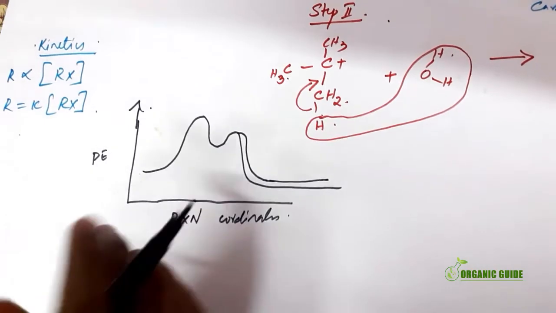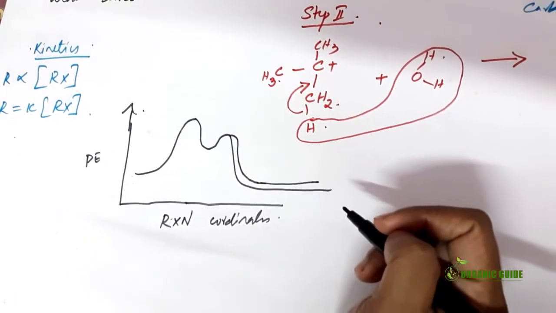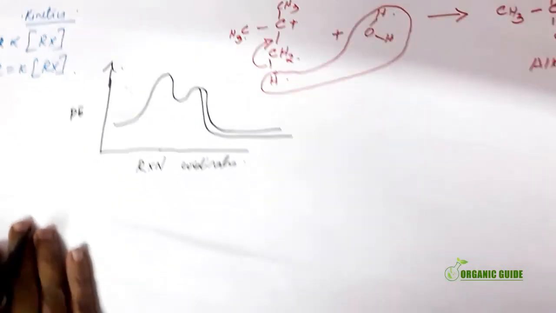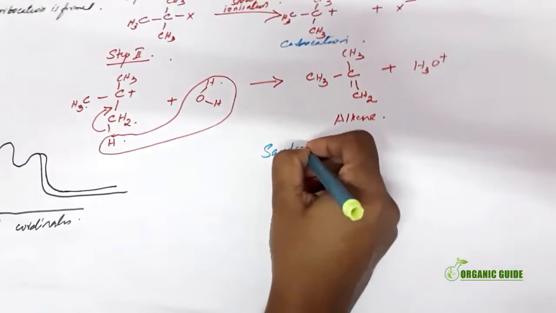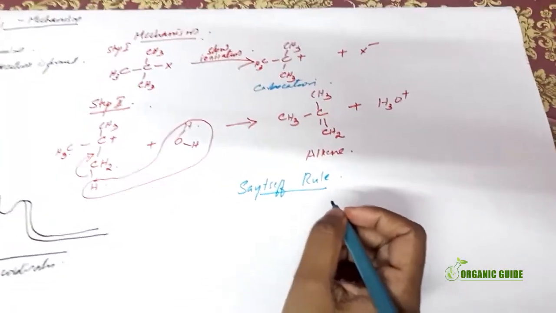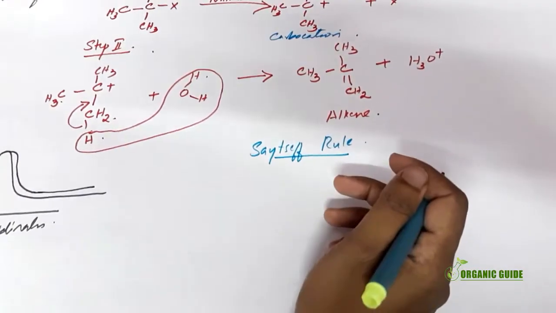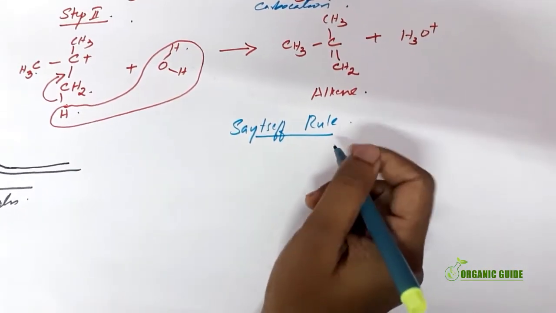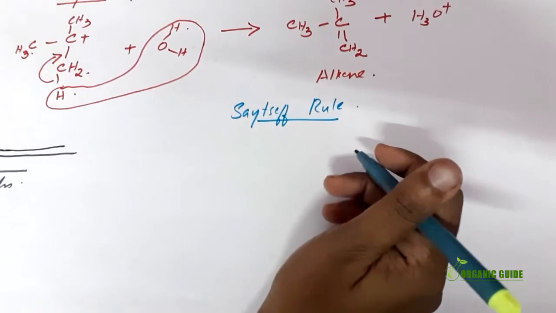So while discussing this elimination reaction, there is another important rule known as Zaitsev rule. I will conclude by telling this Zaitsev rule also. According to Zaitsev rule, if the dehydrohalogenation reaction of an alkyl halide gives two possible alkenes, then the most favored product will be the highly substituted one. I will show this with an example.